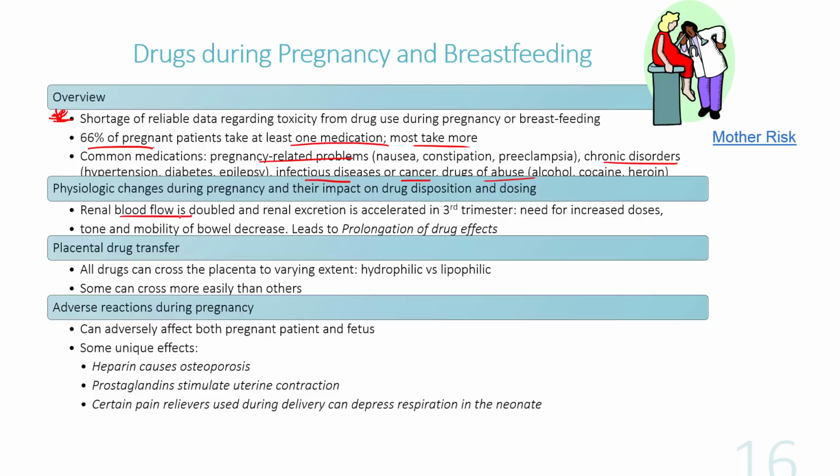There are some changes that occur during pregnancy. So renal blood flow is doubled and renal excretion is accelerated. So again, if renal blood flow is doubled, it excretes drugs much faster, so you need increased dose, right? But at the same time, the tone and motility of the bowel decreases. So what happens is the drug basically stays in the digestive tract, so it increases the rate of absorption and the extent of absorption. So that prolongs drug effects. So again, you have to weigh up all the different drugs that a pregnant person is taking to try to figure out what's going on, and you can adjust the doses accordingly.